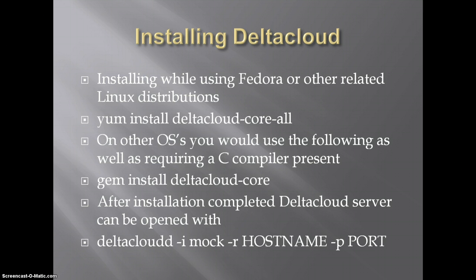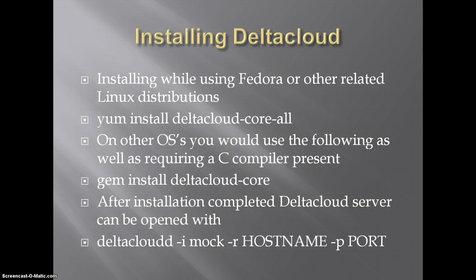Installing Delta Cloud. It varies depending on which OS you are using, but for any of the Linux distributions, and the most common one, Fedora, you use this command line script: yum install deltacloud-core-all. On other OSs you would use the following, which also requires you having a C compiler present: gem install deltacloud-core.